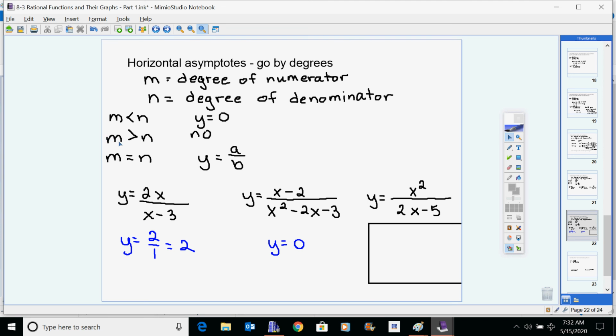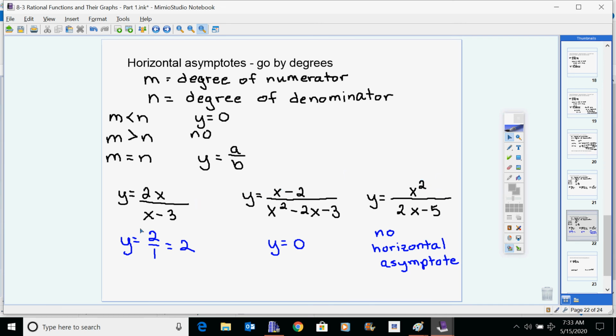The other scenario is where the exponent here is bigger than the exponent here. So if this exponent is bigger than this exponent, there is no horizontal asymptote. And no horizontal asymptote means that as it's going along, it's not going to be approaching one thing. It might just go up through, and there wouldn't be any need for anything to go horizontally.